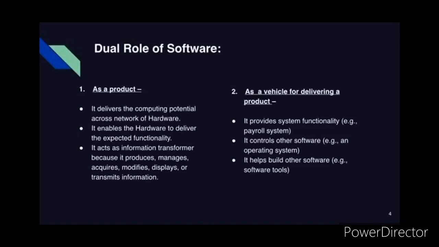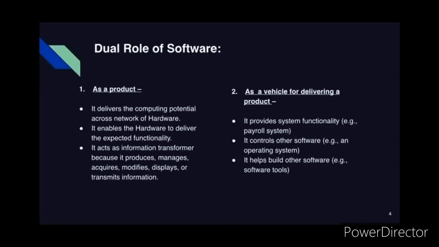Second, it enables the hardware to deliver the expected functionality. Like I said earlier, some software is installed in a hardware. Suppose in a printer some software is installed. So with the help of that software, a printer can print out the pages. Third is it acts as information transformer because it produces, manages, acquires, modifies, displays, or transmits information. Some information or some input is inserted and we expect an output from it.